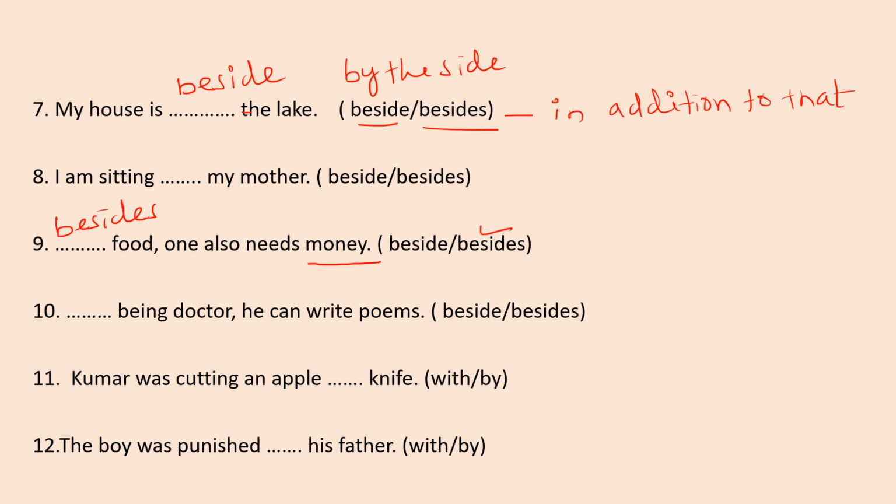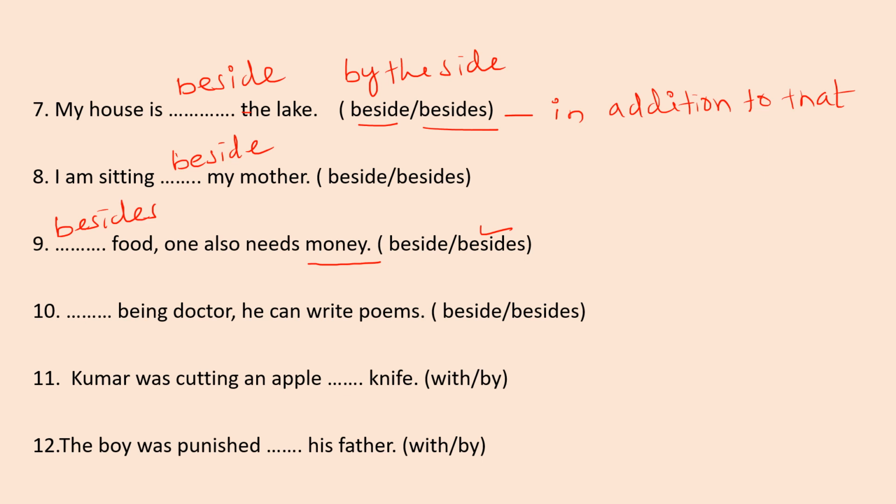So here eighth one, what will you write? Just think and imagine and write down. I am sitting dash my mother. What will the answer be here? Whether it is beside or whether it's besides, just think for a moment. Yes, so here I am sitting beside, meaning by the side. So that time the answer is what? Beside. Okay. And the 10th one, dash being a doctor, he can write poems.